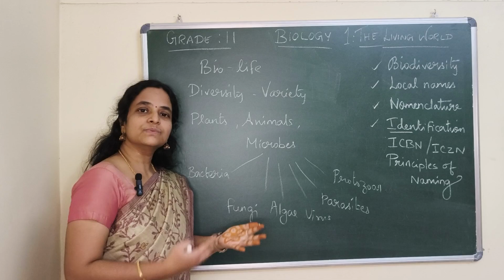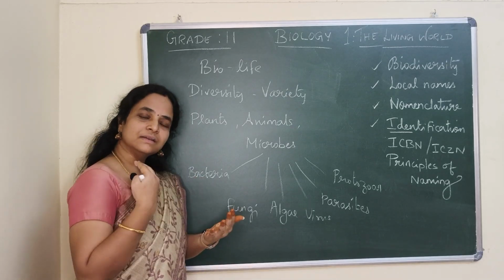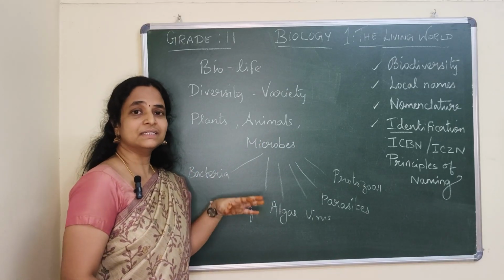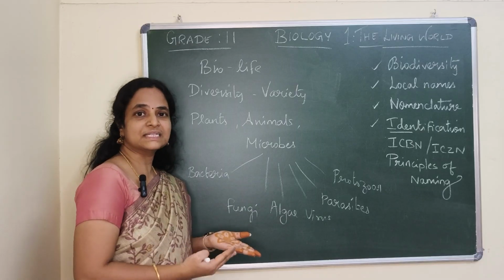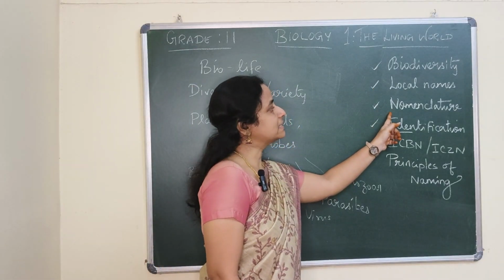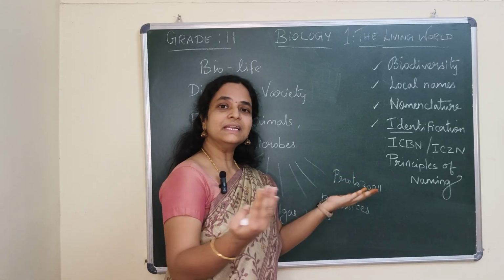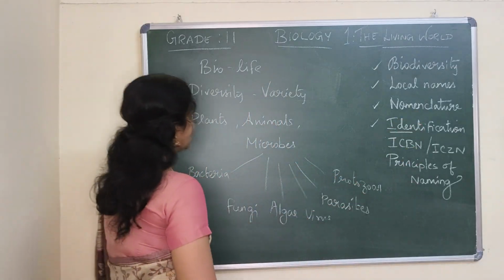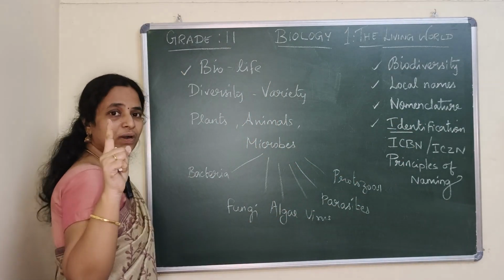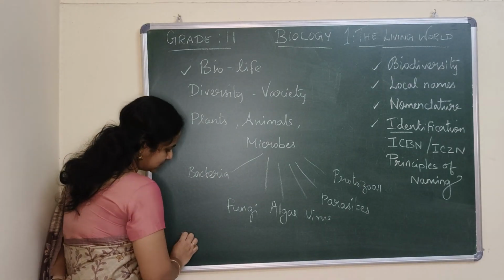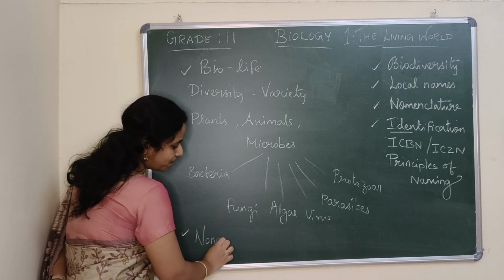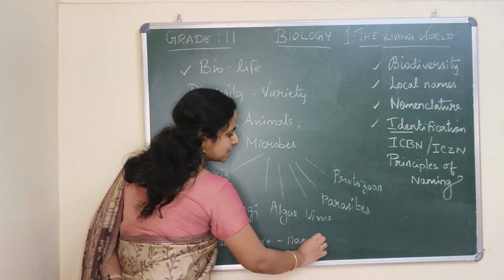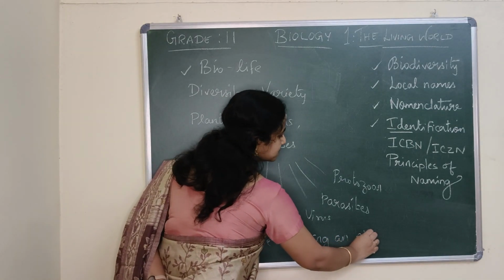So these living forms will have a local name. Say in our native language, the language that we speak, we name all these organisms. But that shouldn't be there. We should have a globalized name. So naming an organism which should be widely accepted by everyone, you call it as nomenclature. So first you need to know what is biodiversity. Then you need to know what is nomenclature. So meaning of nomenclature is naming system, naming an organism. Okay.